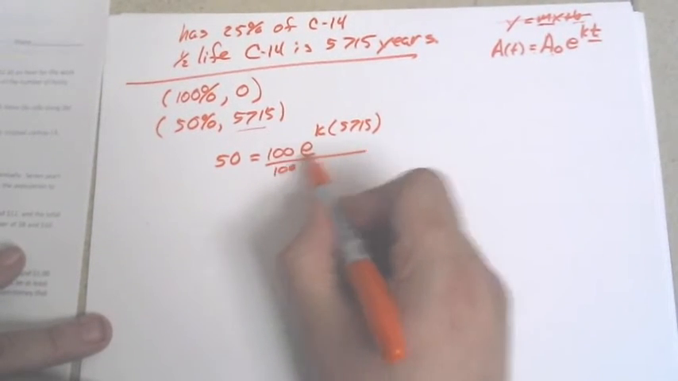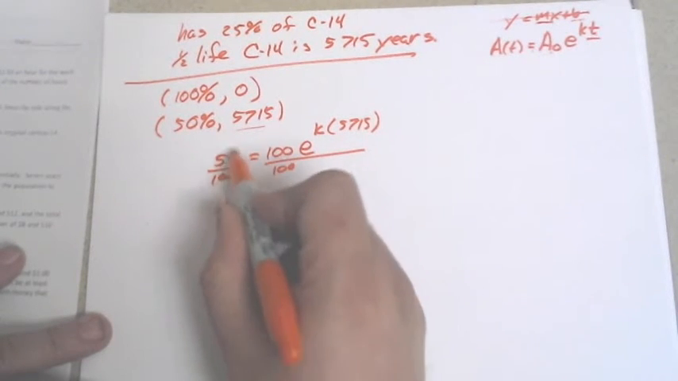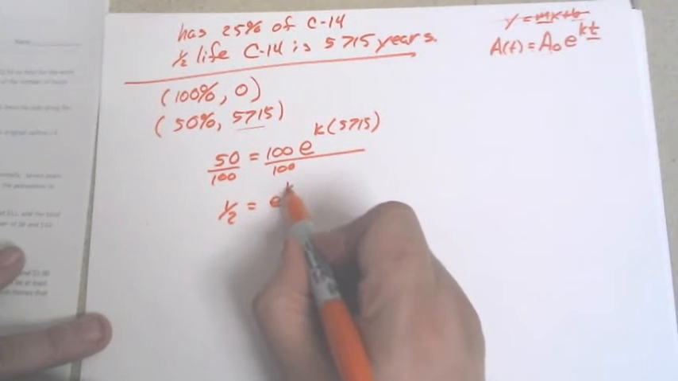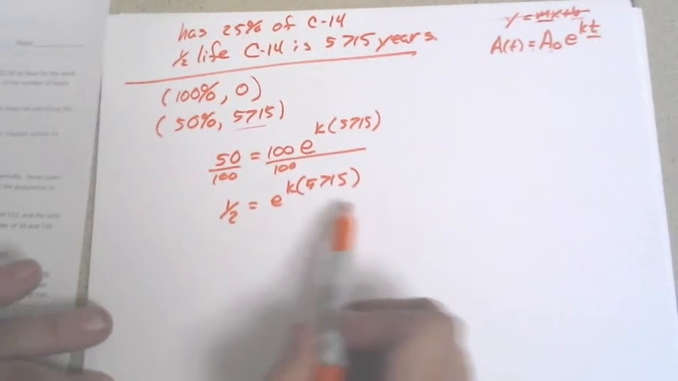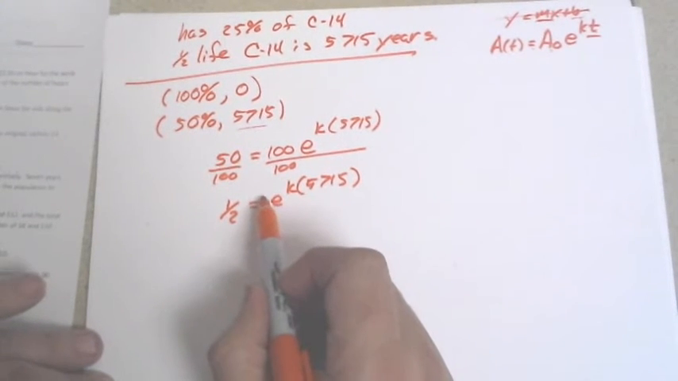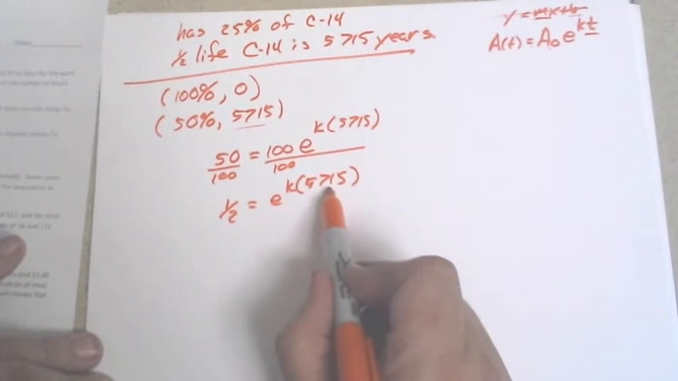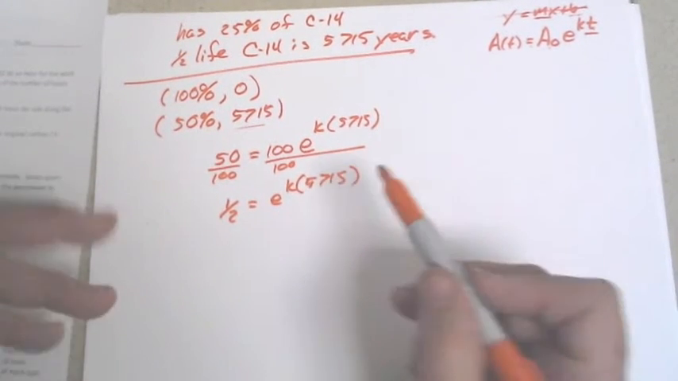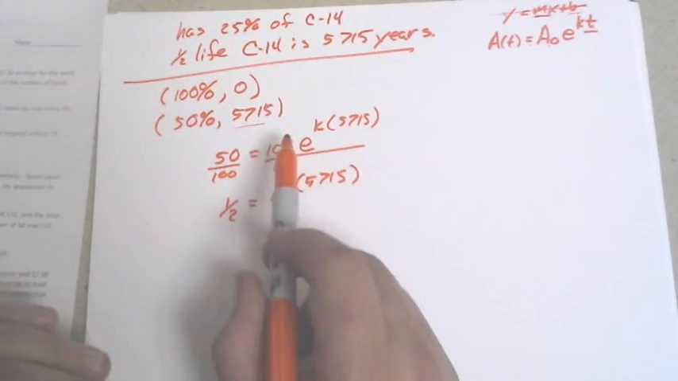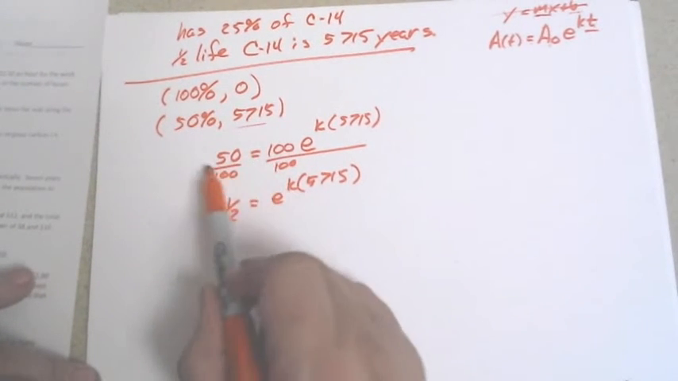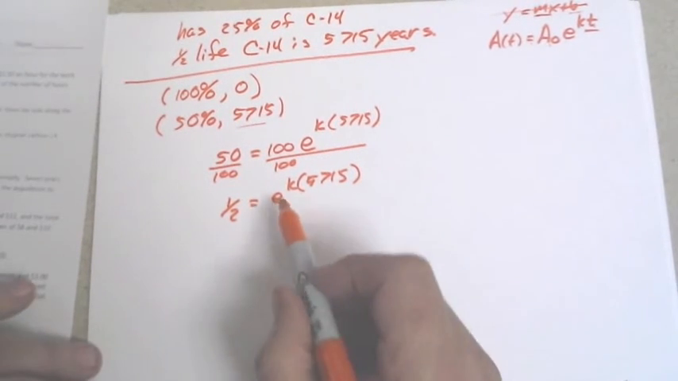Simplify this, or solve this actually, divide by the 100, reduce that to 1/2 is e to the k 5,715 years. Now a lot of people start half-life questions here. We go from 1 whole to 1/2 in 5,715 years. You want to start here? Start here. That's great. You want to use this as 1 and 0.5 and then divide the 1 and get the 1/2. Great. However you want to start it.